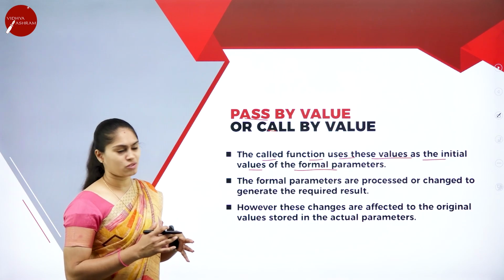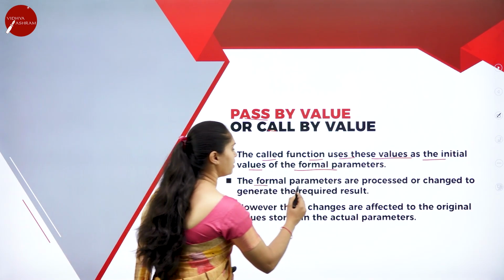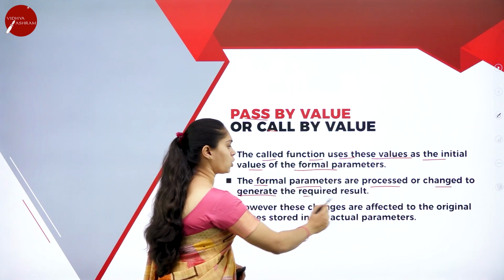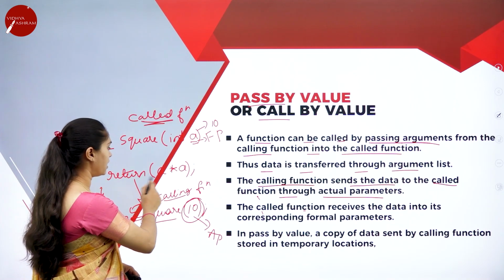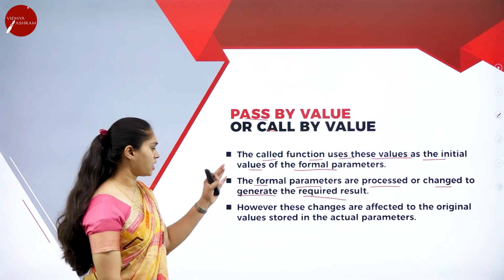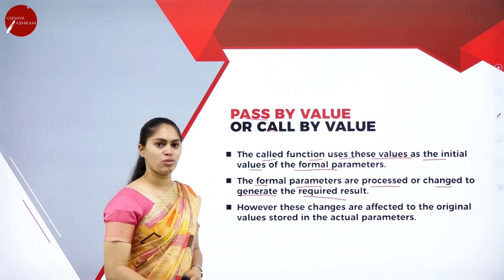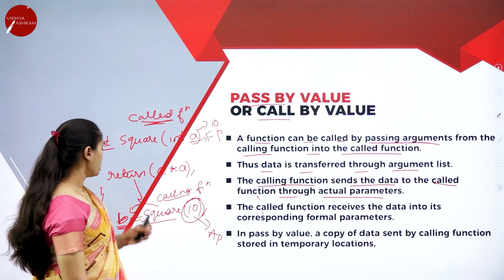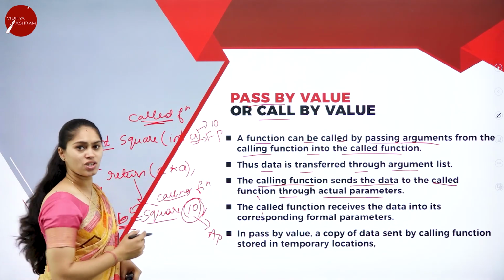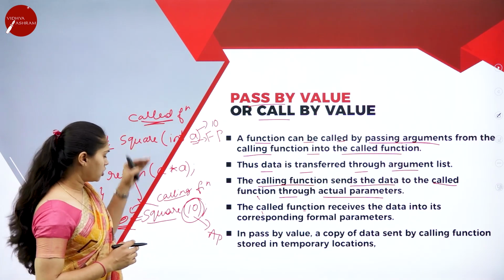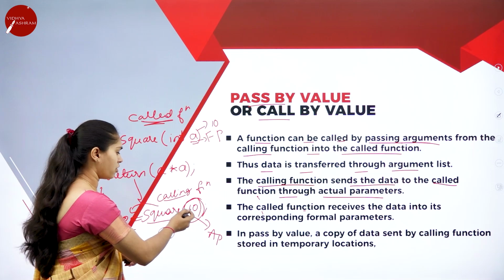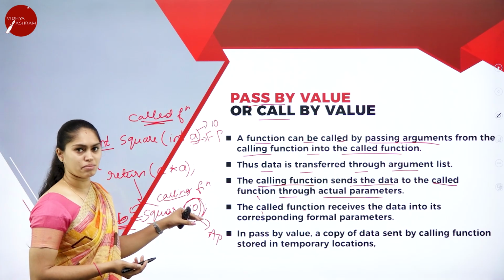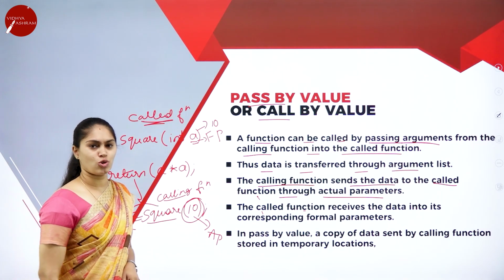Again, it is going to perform some operation, so that the formal parameters are processed or changed in order to generate the required result. That is what we got here as a return of a into a. After that processing, the changes are going to be reflected in the actual parameters or actual arguments. After this return value, the called function is going to transfer its control from here to the calling function. At that time, instead of this 10, the value will become 100. The square of the given number becomes 100, and that value is going to be stored in B.